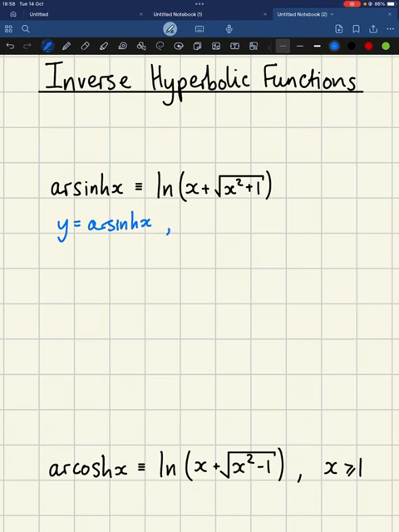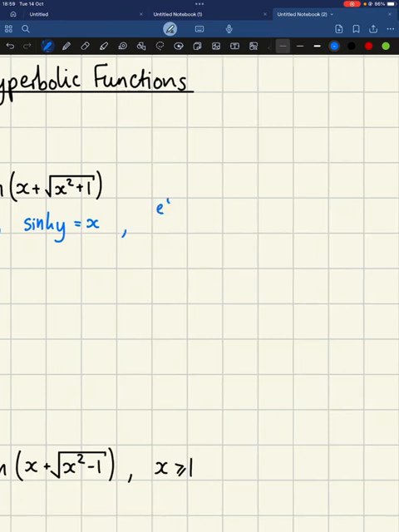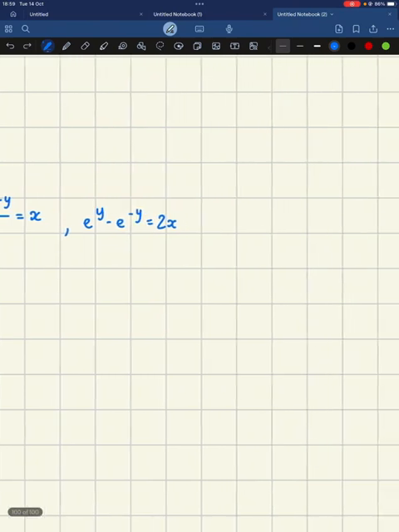If we take sinh of both sides, we get sinh of y is equal to x. Well, sinh of y we know is just e to the y minus e to the minus y over 2, and this is equal to x. Multiplying both sides by 2, we get e to the y minus e to the minus y is equal to 2x. Because we've got this e to the minus y, we'll multiply both sides by e to the y, so we get e to the 2y minus 1 is equal to 2x e to the y.